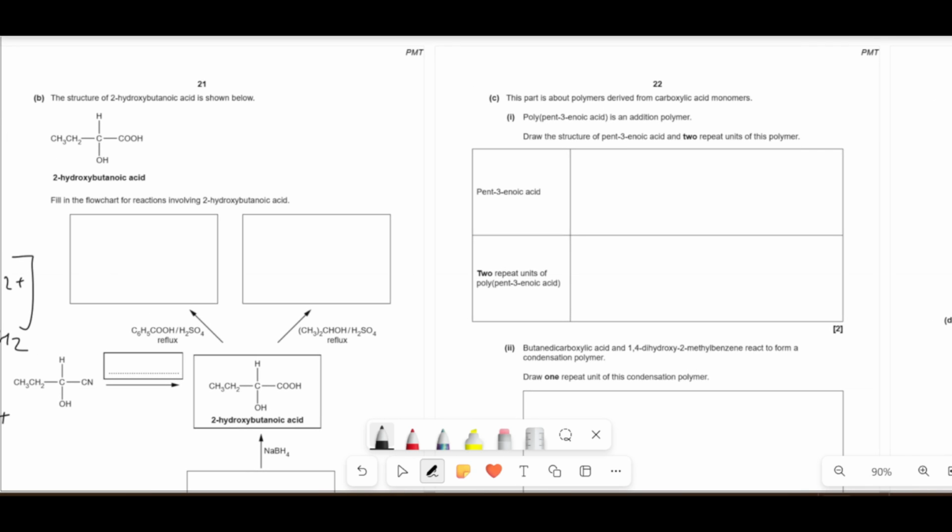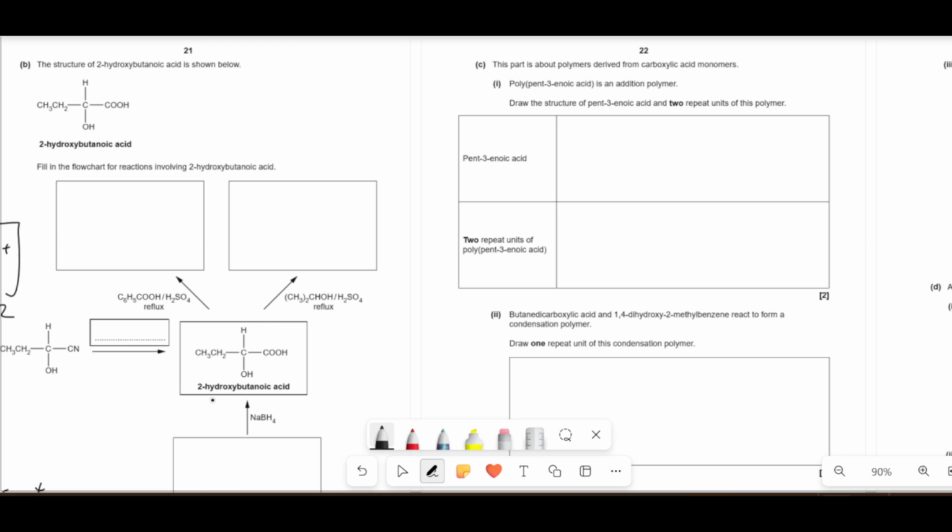Next, then, it says the structure of 2-hydroxybutanoic acid is shown below. All right, and then it says show the flowchart for the reactions involving this. So if we look at this, we can see we've got 2-hydroxybutanoic acid. So again, look at the functional groups. You've got a carboxylic acid group, and then you've essentially got an alcohol. So whatever reactions a tertiary alcohol can do, this will be able to do, because there's no H.